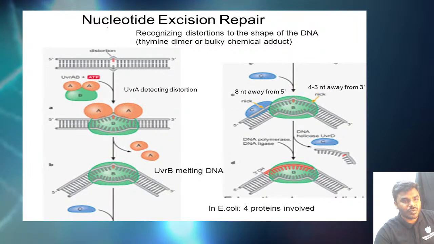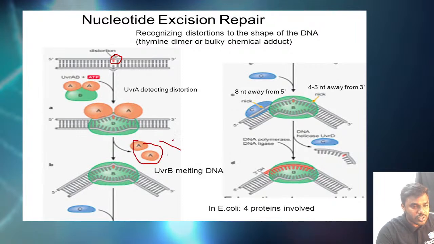Once again, listen to my words very carefully. I'll re-explain quickly, then I'll show you a wonderful animation. Now friends, this is the damage. So who is going to scan the DNA for recognizing the damage? UVRAB. 2 units of UVRA and 1 unit of UVRB with the help of ATP start scanning the DNA. Once they recognize the damage, 2 UVRA units will get dissociated. Then UVRB recruits UVRC. UVRB and C have exonuclease activity.